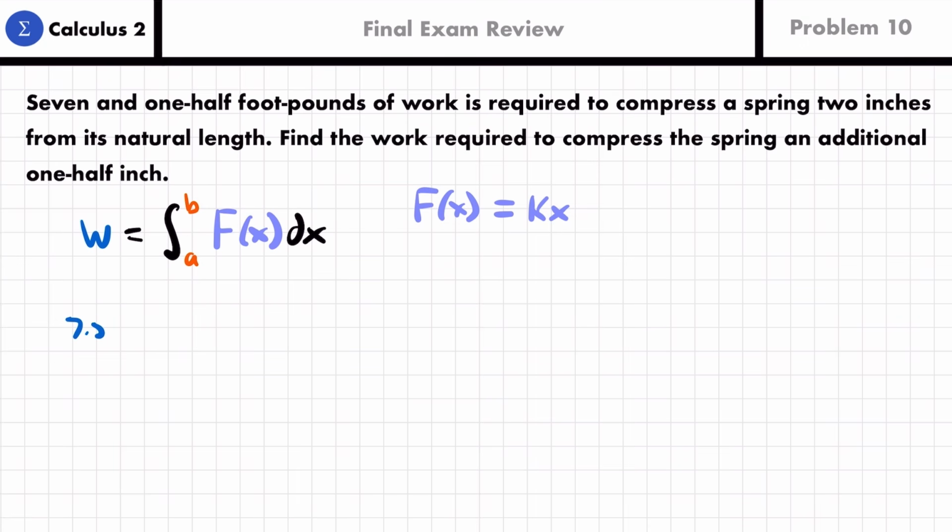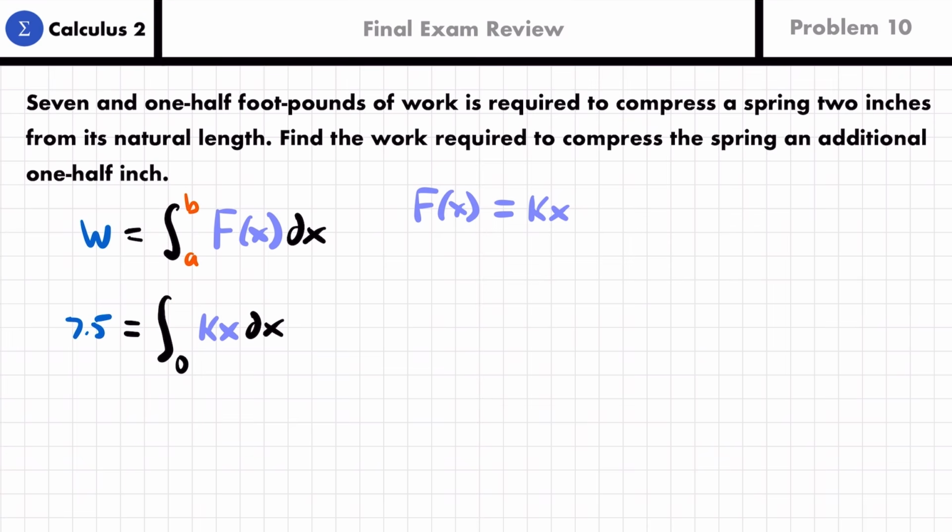So we'll have 7.5 equal to the integral of the force function, which in this case will be the spring constant k times x. So I'll write that in here. We have k times x dx. But then what about the bounds of integration? Well, we always think of the natural length of a spring as being where x is equal to 0. So if you're compressing a spring 2 inches from its natural length, you'll be integrating from x equals 0 to x equals 2 inches. And you have to be careful here.